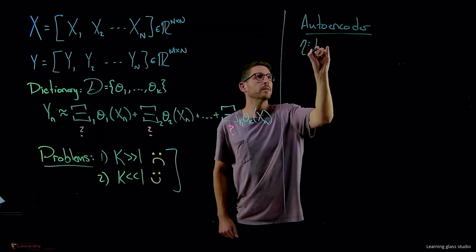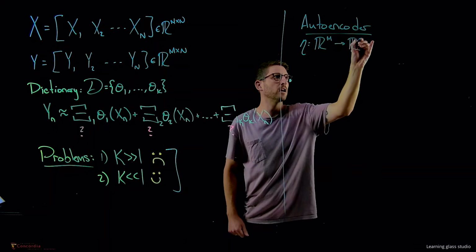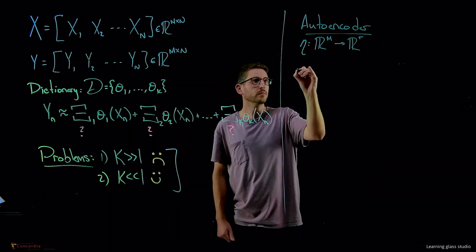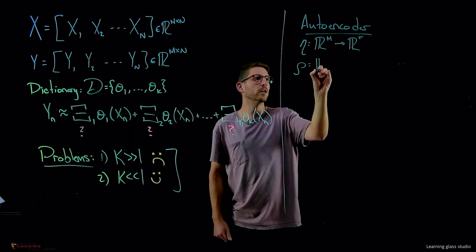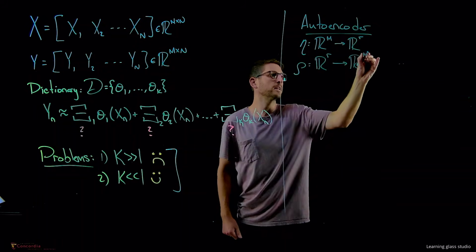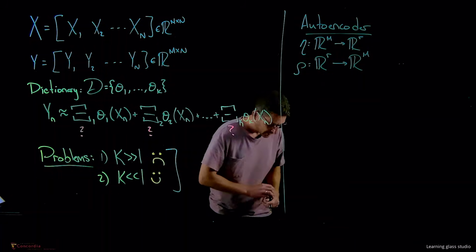It's going to be from the original m-dimensional space into a latent space. I'll just call that r to the r. And then I've got a decoder, which takes me back out. And remember, we've seen this before. These things should have an inverted relationship between the two of them, right?